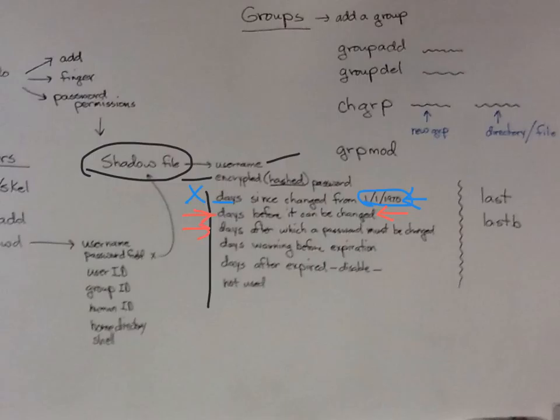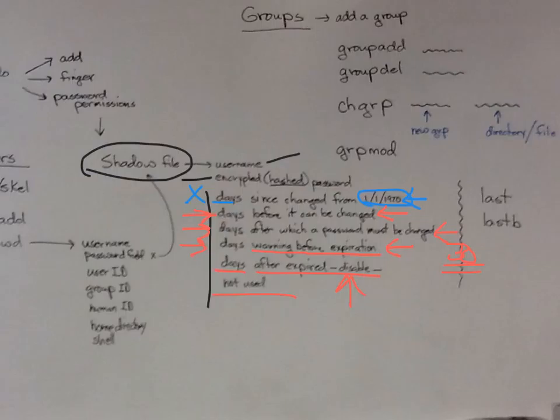We can adjust days after which a password must be changed. So you can say when they change a password, then within, let's say, 30 days, they'd have to change the password again. Days warning before the password expires. It's preset, I believe, to 7 days. And then the days after it expires that the account is disabled. We're going to look at examples of that next week. This last field is not used.